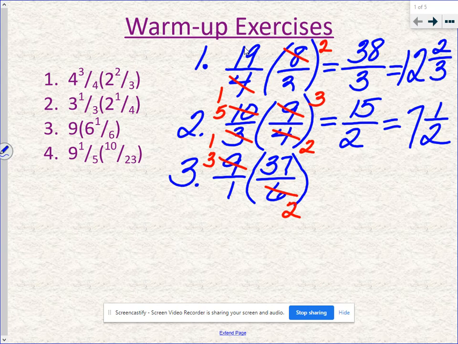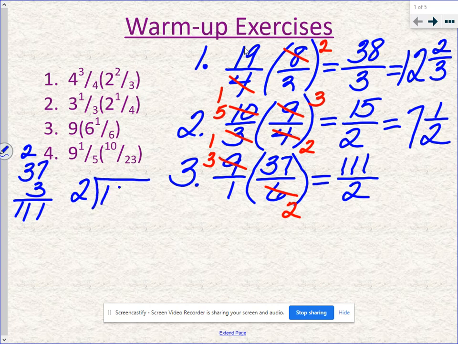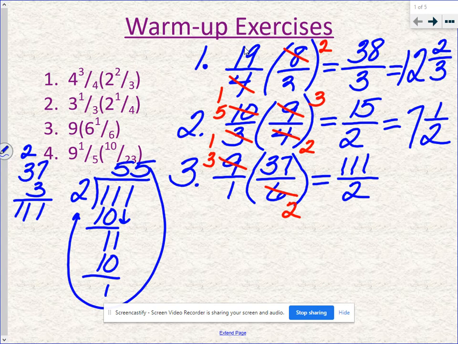Do a little side work over here. 37 times 3 is 21, carry 2. 3 times 3 is 9, plus 2 is 111 over 2. Okay, now I have to take 2 and divide it into 111. Well, 2 goes into 11 5 times. Bring down my 1. 2 goes into 11 5 times. And I do my fish hook to give me 55 1/2.